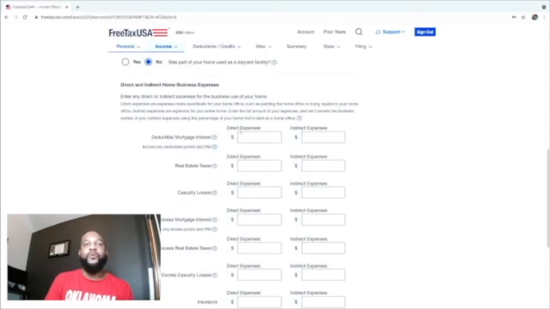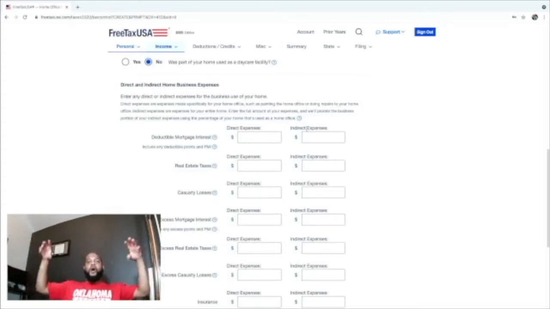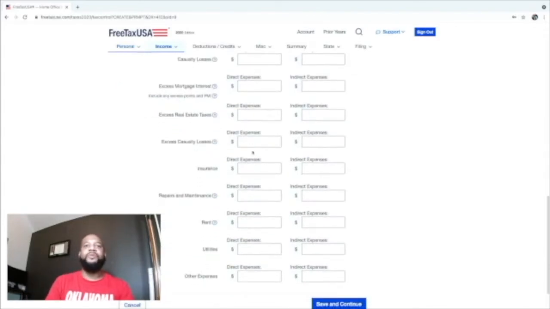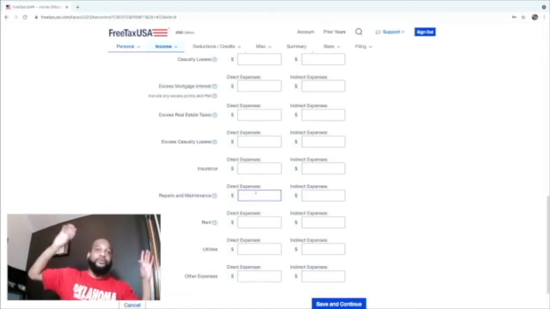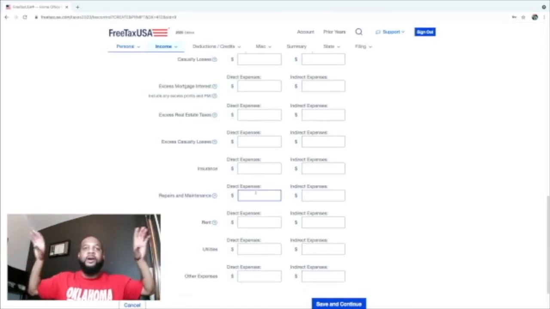Okay? So the direct expenses are expenses used specifically for your office. And indirect expenses are for stuff that you use for your home, but it affects your office space. Okay? This is where we're going to come down to repairs and maintenance. Basically, whatever you had to do to upgrade your office space. Did you have to paint the walls? Did you have to add a ceiling fan? Did you have to change the windows? Add any different monitors, or hang things on the wall? This is where this goes. You know what I'm saying?